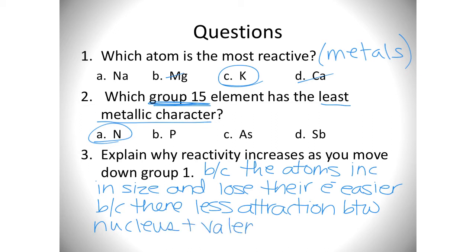All right, so again, as we move down the group, the atoms increase in size. So the nucleus is further away from the valence shell. So there's less attraction between the nucleus and the valence shell. Therefore, the electrons are lost easier. And we have evidence of that with a lower ionization energy.